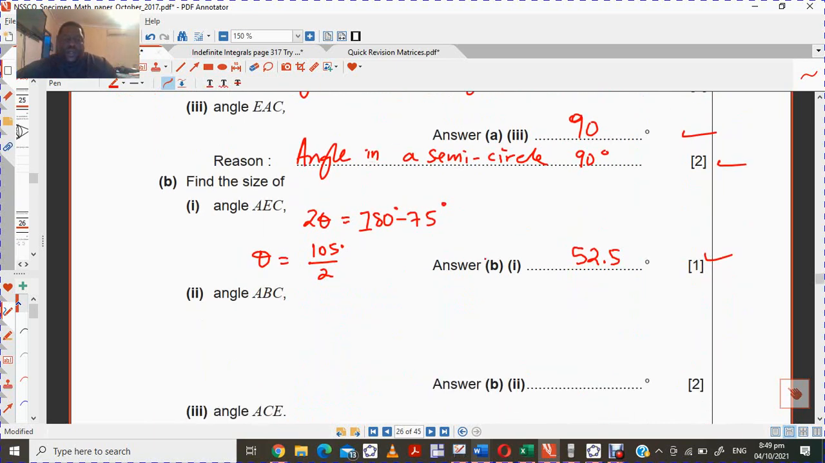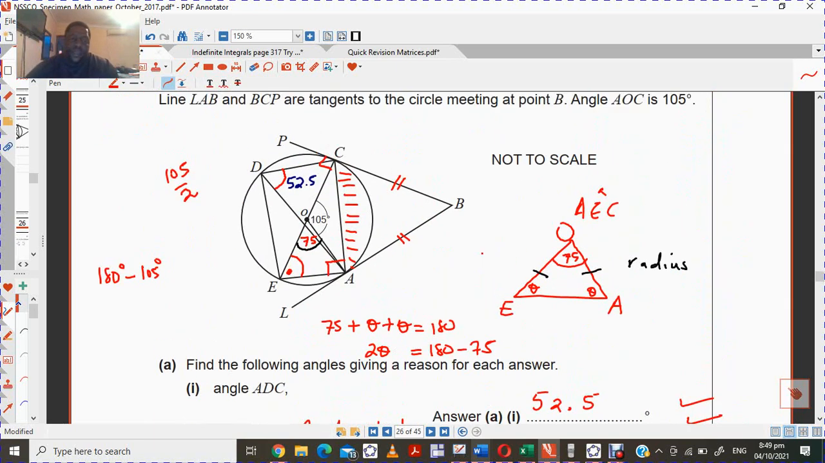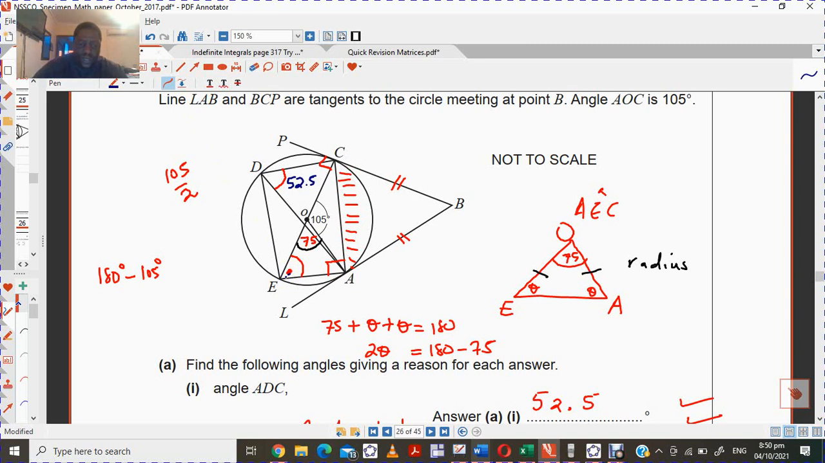Good. The next one is angle ABC. So let's come back to angle ABC. Let me write down what I have so far. I have the knowledge that this particular angle here is also 52.5. Now they want us to find this particular angle here. Now again, as I said, these angles are going to be equal.